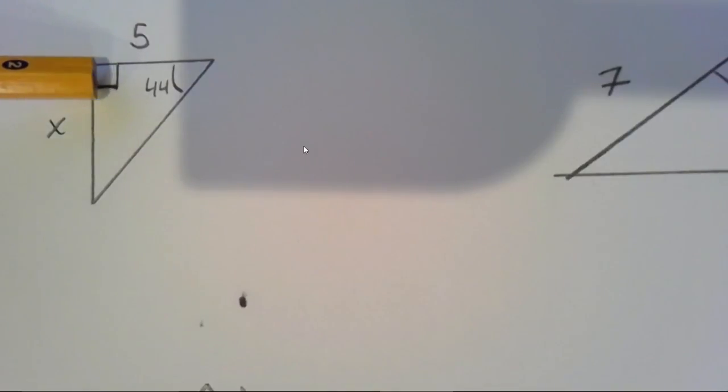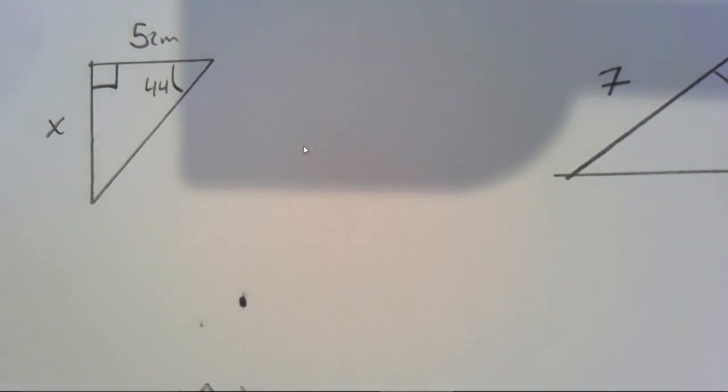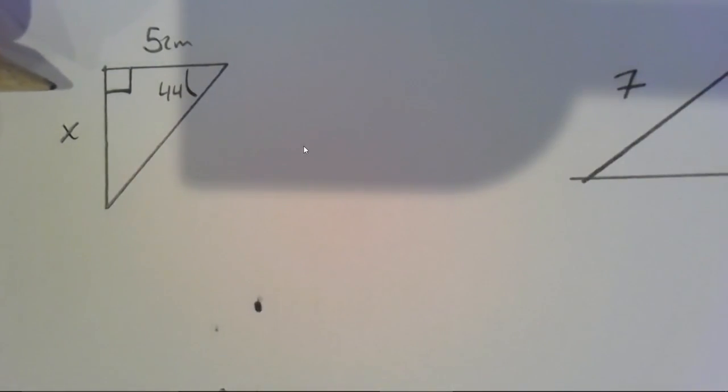It's a right triangle. I have one angle that's 44 degrees, one side that's 5, well, let's call it centimeters, and then one other side that's x. I want to find the x side. The very first thing to do is to always label the three sides that I've got.